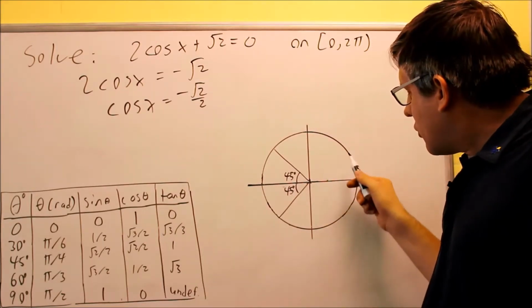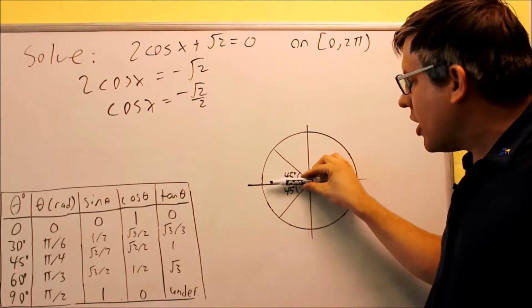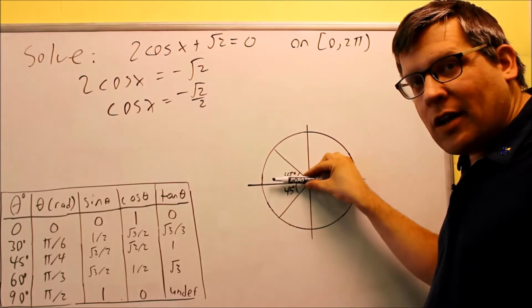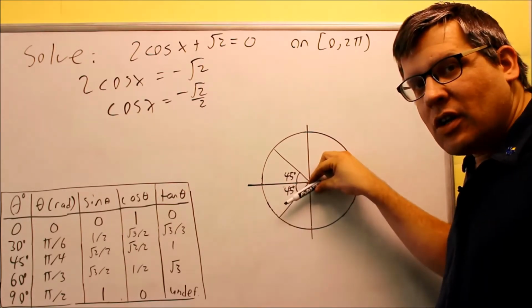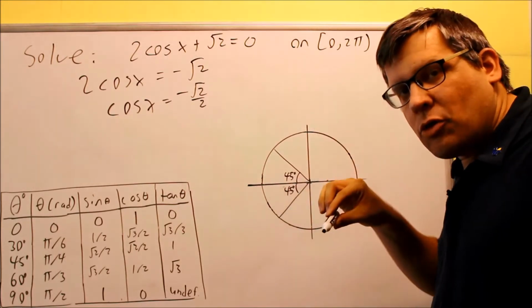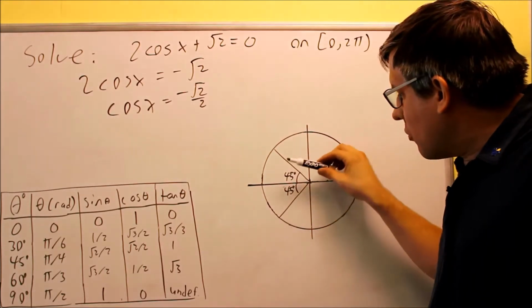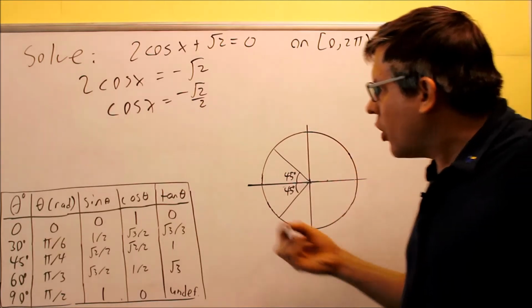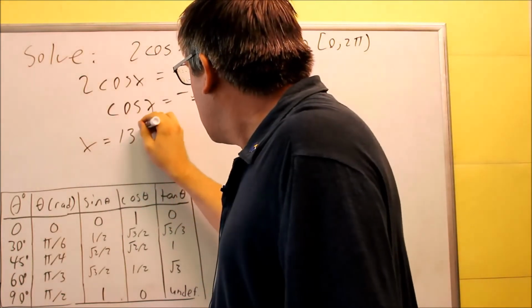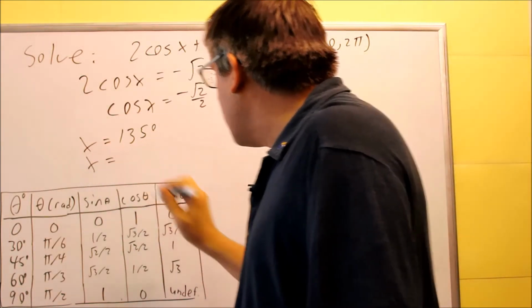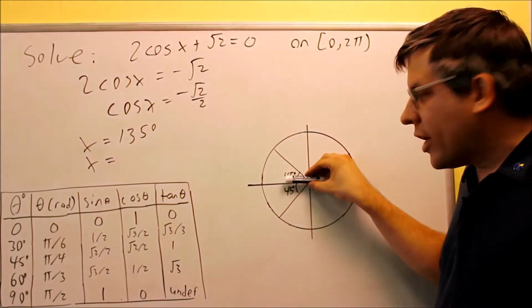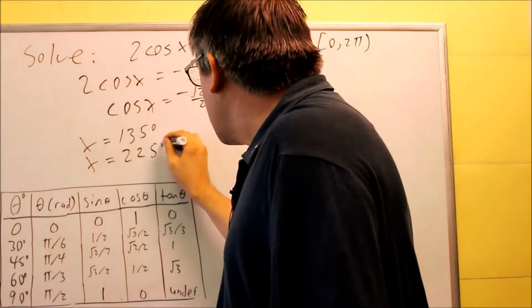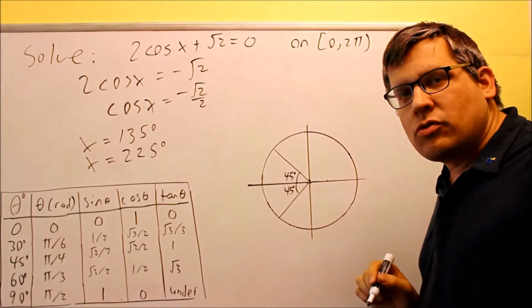Okay, now to get to here, this is 180 right here, and we're going to do 180 minus 45 and 180 plus 45 to get the angles for each of those. Then we'll just convert them over into radians. We have 180 minus 45, so one answer is going to be 135 degrees. The other one is 180 plus 45, that's 225. Okay, so here's the two answers, 135 and 225.